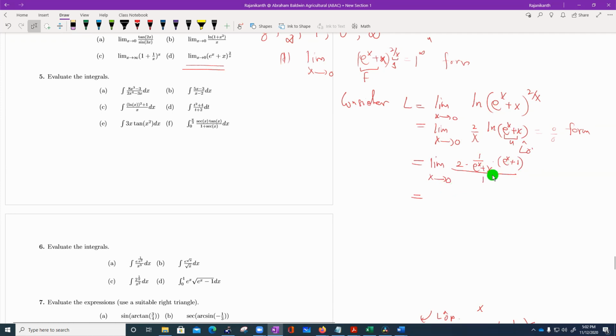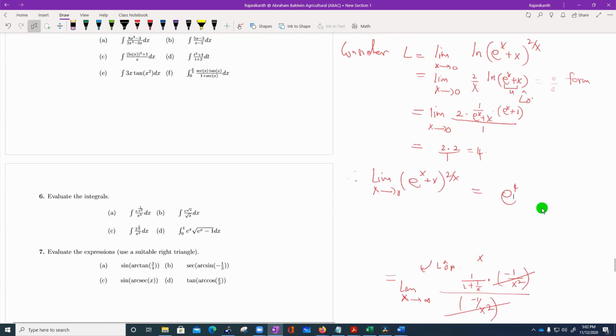Now if you plug in 0, you will get a good number. This 2 is here. When x goes to 0, e to the power 0 is 1, 1 plus 1 is 2, over e to the power 0 is 1, 1 plus 0 is 1, over this 1. So that is going to be 2. So I got L, a very good number, which is 2. Therefore, the final answer for the limit as x goes to 0 of (e to the x plus x) to the power 2 over x is e to the power of that answer.